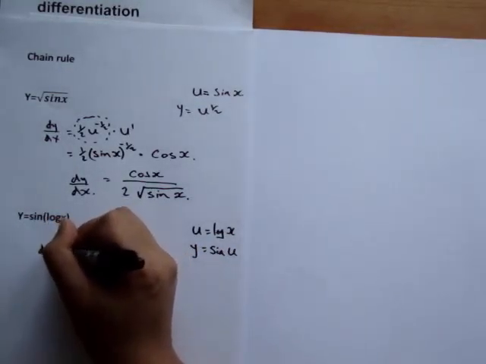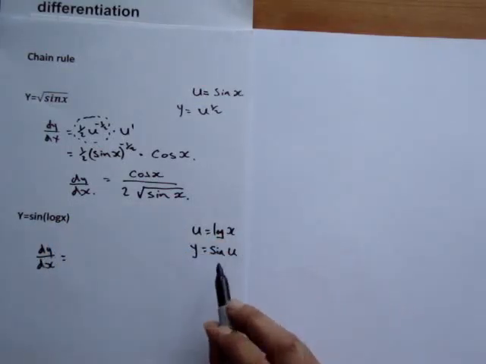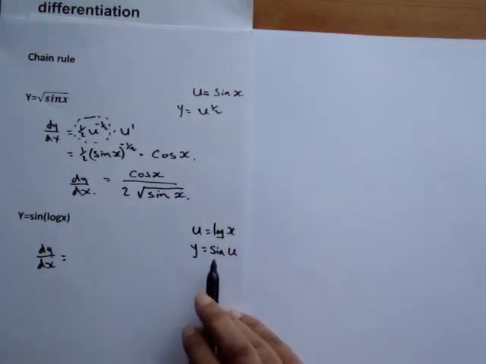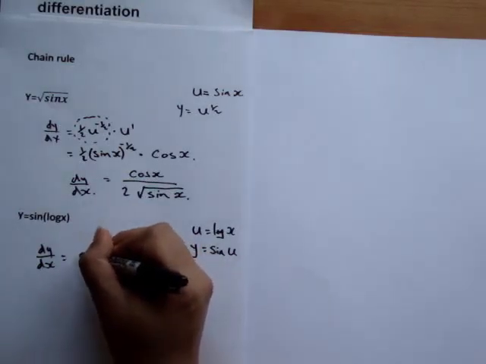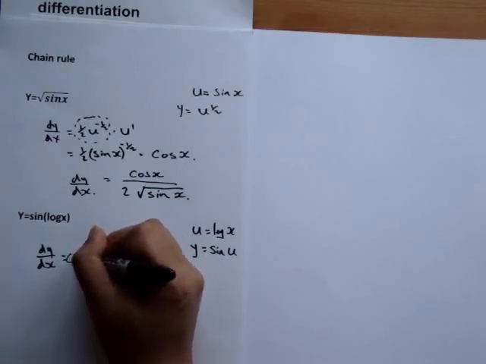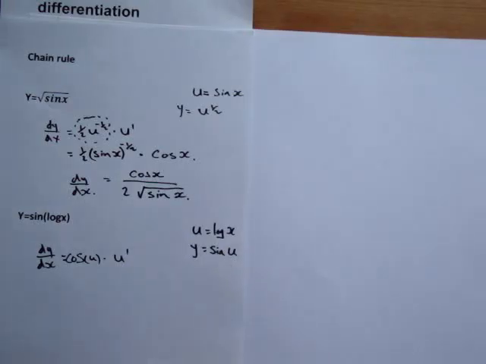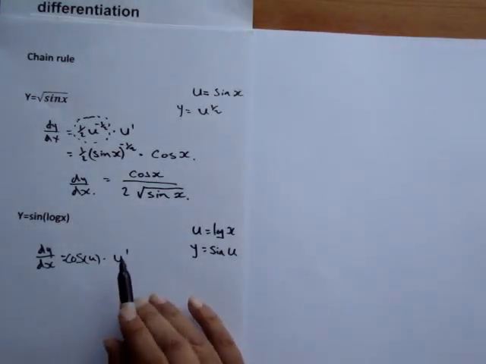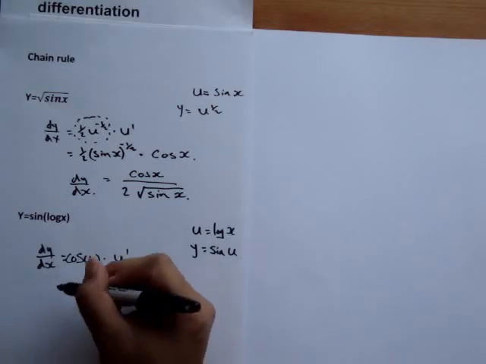dy by dx. So we want dy by du. So dy by du we differentiate, and when we differentiate sine u we get cos u, and multiply that by u prime, which is du by dx. So this is the chain rule.